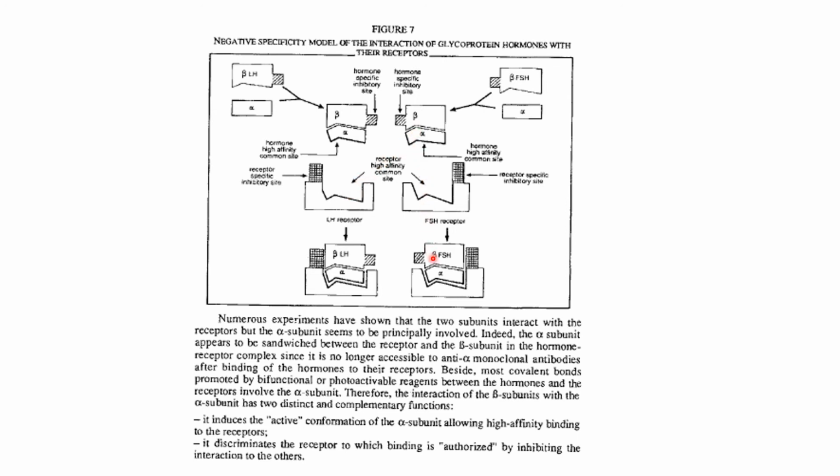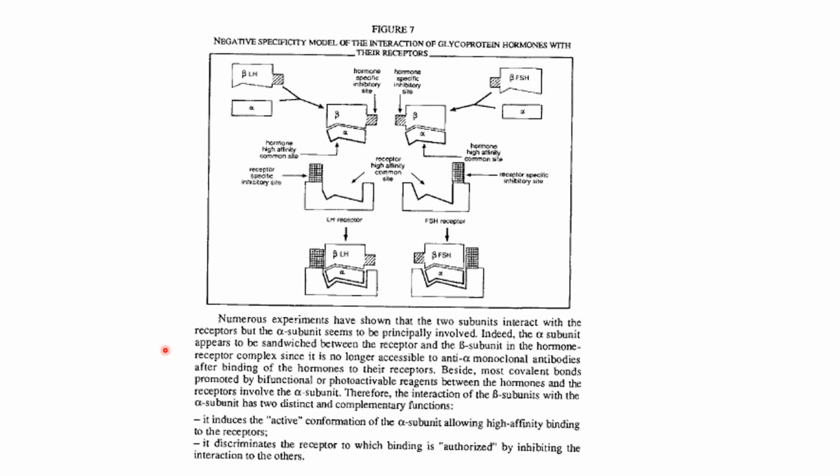So here we have FSH, alpha, and beta bound to its receptor. So let's just read this paragraph. Numerous experiments have shown that the two subunits interact with the receptors, but the alpha subunit seems to be principally involved with that extracellular domain. Indeed, the alpha subunit appears to be sandwiched between the receptor and the beta subunit in the hormone receptor complex, since it's no longer accessible to anti-alpha monoclonal antibodies after binding of the hormone to the receptors.